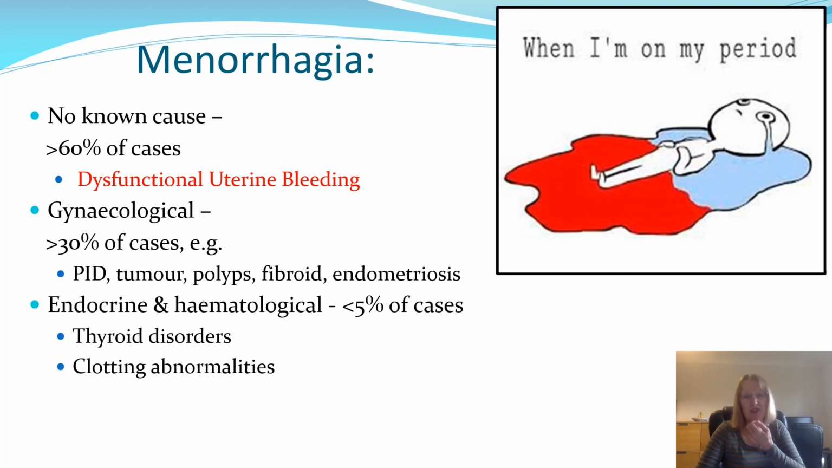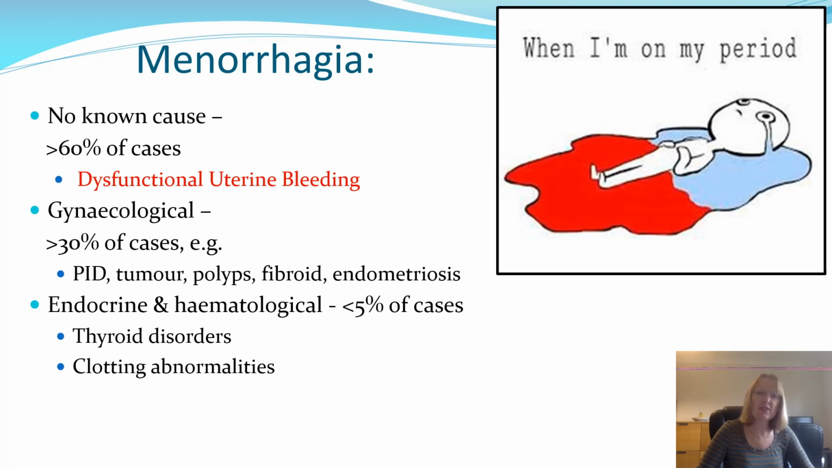But there is a gynecological cause for the other 40 or so percent, and we need to make sure that we understand the reasons for it so that those people can be referred to be investigated. So that could be things like pelvic inflammatory disease, we talked about that, that's due to infection, a tumour, polyps, so where you've got little growths in the uterus and those can bleed. You might have fibroids, which bleed more when there's menstruation, but they might bleed also at other times. And endometriosis, as discussed below.